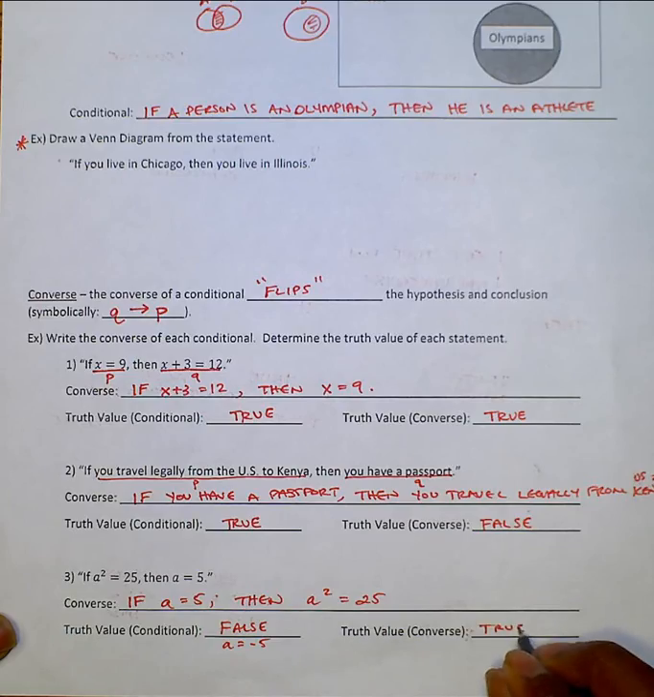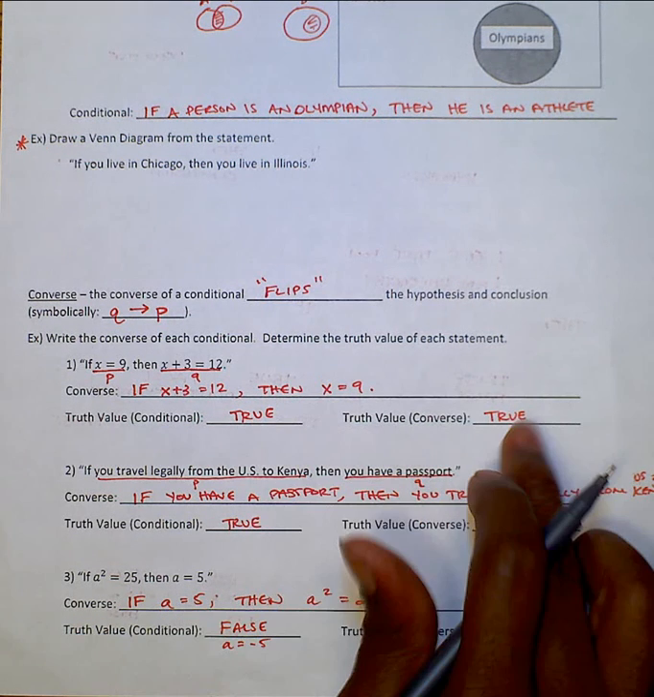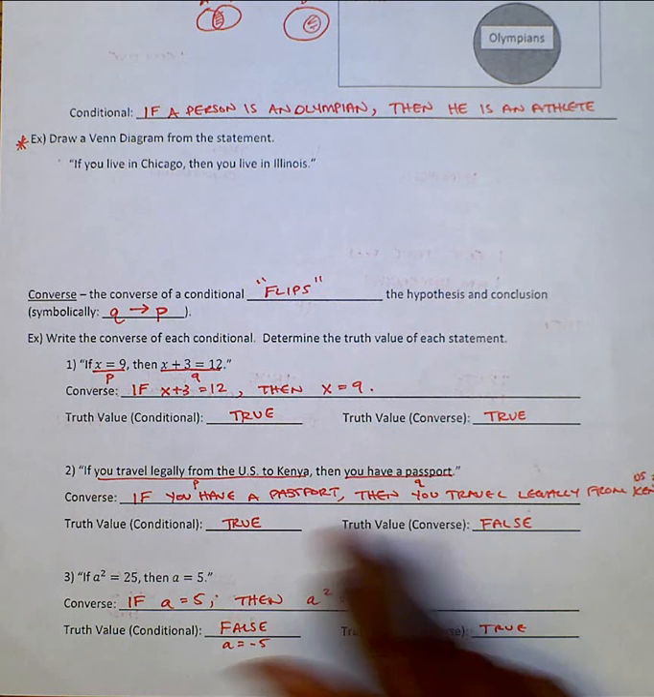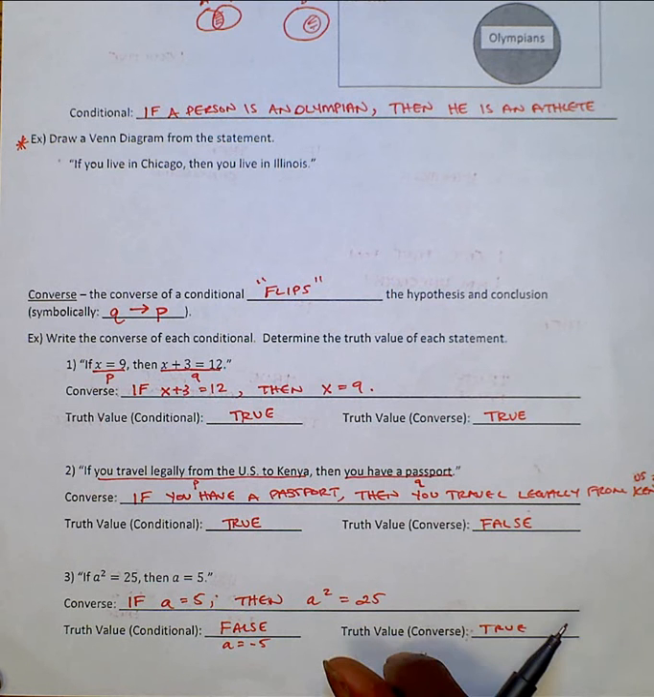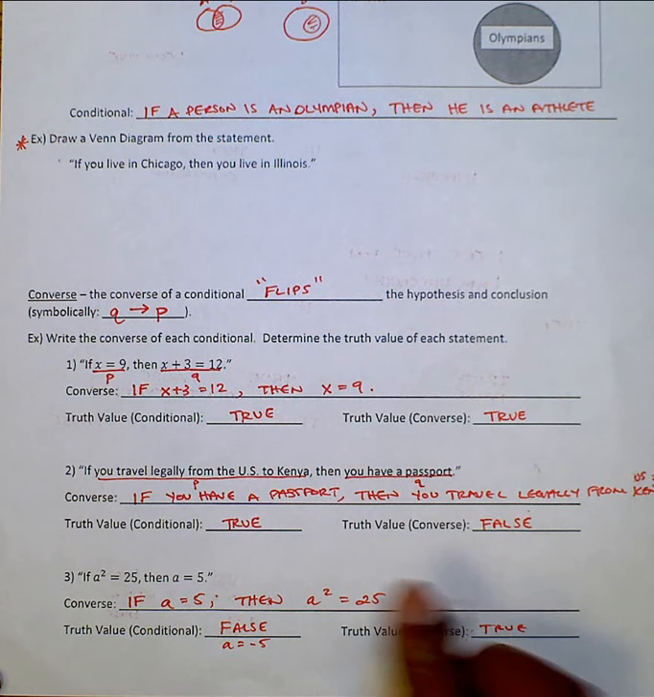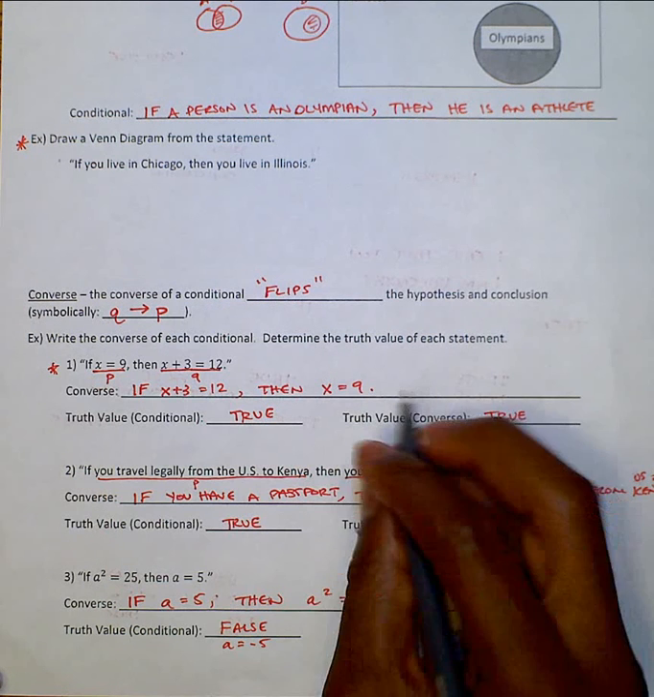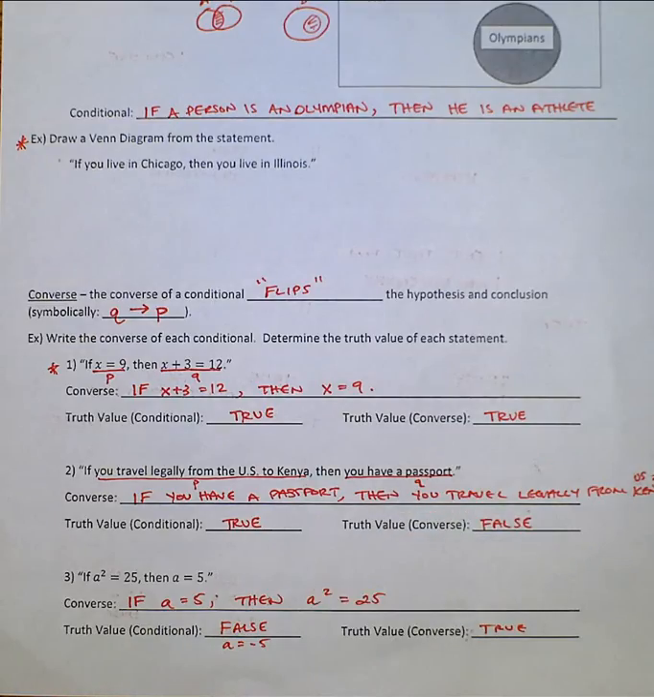So we've seen situations where our conditional was true and its converse was true. We've seen situations where our conditional was true and its converse was false. And we've seen a situation where our conditional was false and our converse was true. So you've got to be able to analyze those independently. Next time we talk, I believe we'll look at some situations where our conditional statement and its converse were both true and what we can do with that.